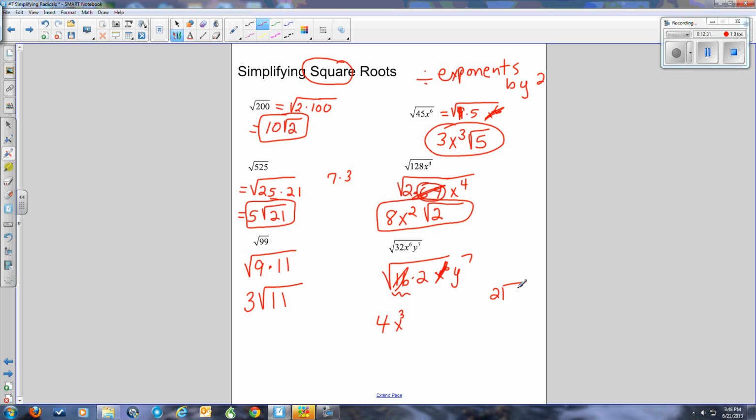Think of it: 2 goes into 7 3 times. 3 times 2 is 6. But we have a remainder of 1, don't we? The remainder stays under the radical. So, because 2 goes into 7 3 times, we're going to put y to the 3rd outside. We have a remainder of 1, so it's like y to the 1st stays underneath it. There's your remainder right there. And we still have the 2 underneath as well. So we end up with an answer of 4x to the 3rd, y to the 3rd, times the square root of 2y.